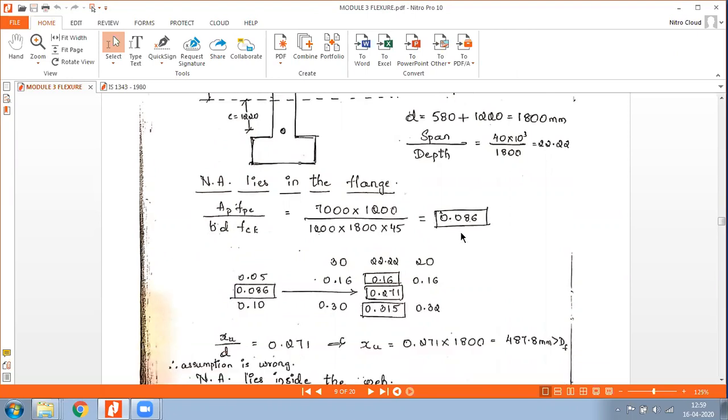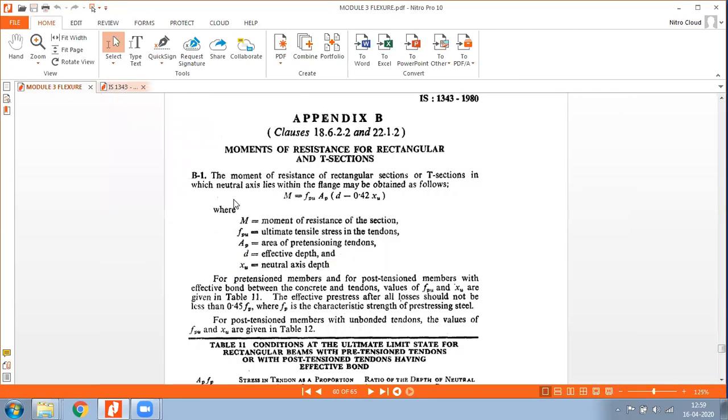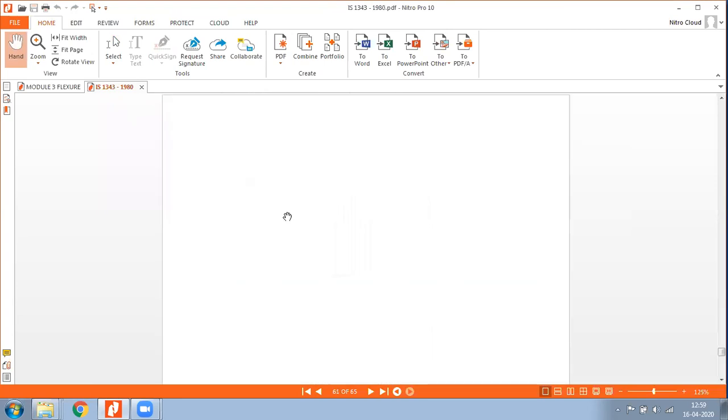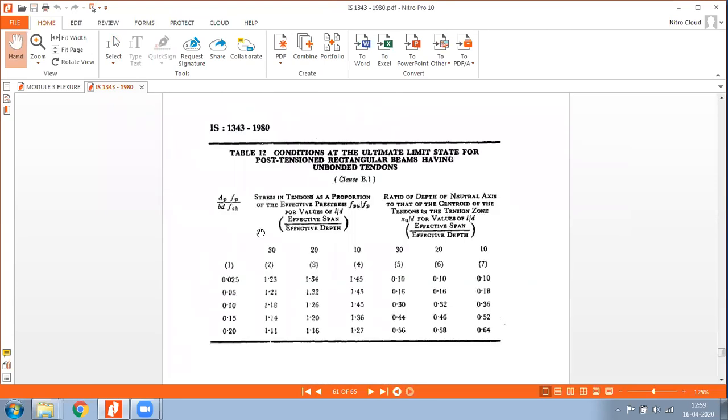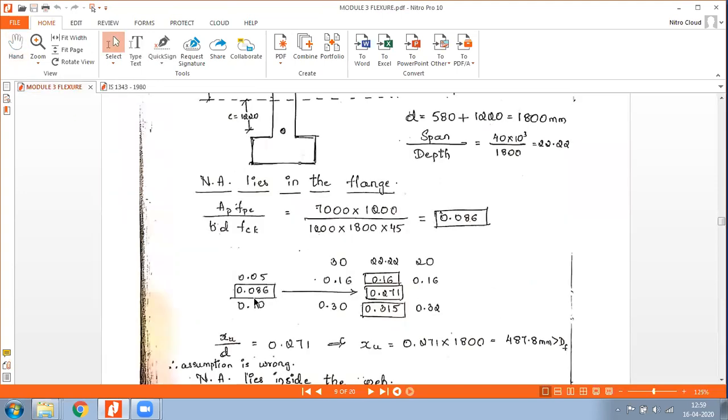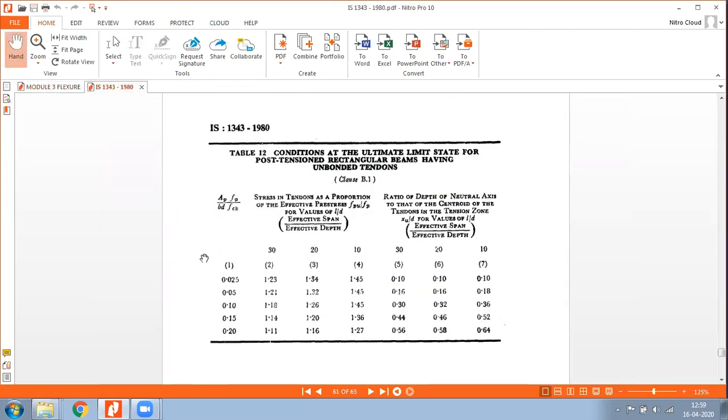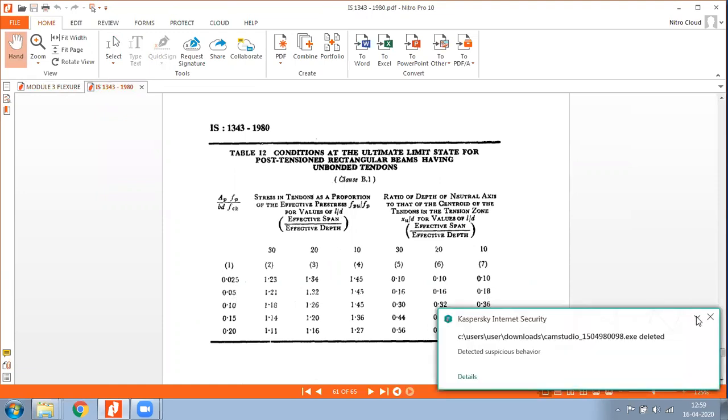Now the L by D ratio is 22.22, and referring to table number 12, we have the values for L by D ratio 20 as well as 30, but for the L by D ratio 22.22, we need to interpolate the values. The effective reinforcement ratio in this problem is 0.086, which will come between 0.05 and 0.1.